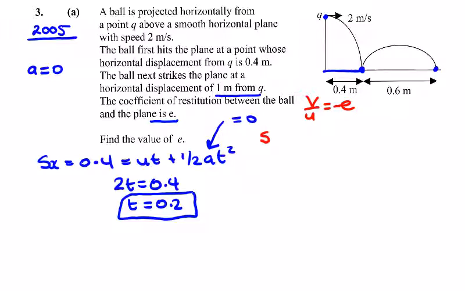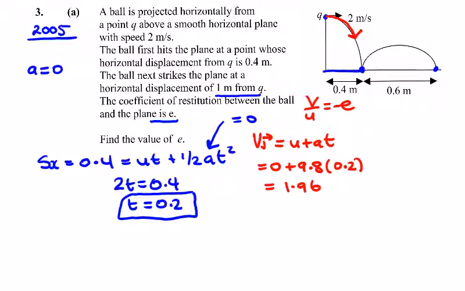So let's have a look at V of J equals U plus at. The initial velocity in the J direction is 0. And we have 9.8 for acceleration times the time taken, which is 0.2. A fifth of 9.8 is 1.96. So this is what's going on in the J direction. If we're coming down, we give it a negative direction. So this will be a velocity in the J direction of minus 1.96.